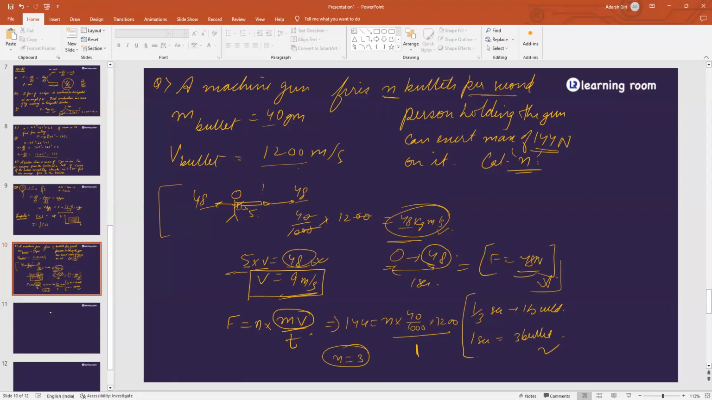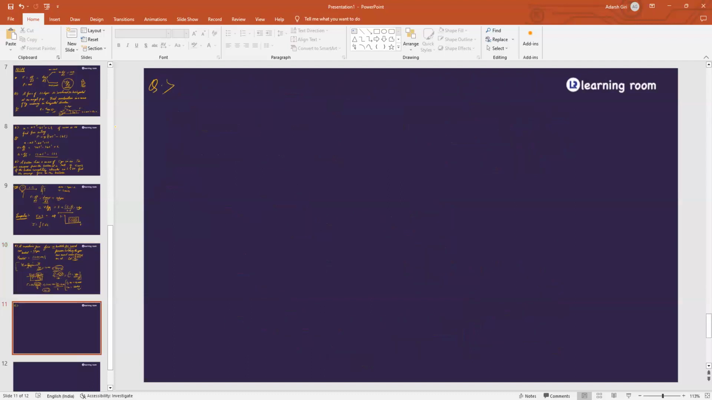Let us move on. Next question. Okay. Next question says that we have a ball. This is the wall. We have a ball moving this way, strikes the wall, and it gets reflected back. Angle of incidence and reflection is same, 45 degrees and 45 degrees.